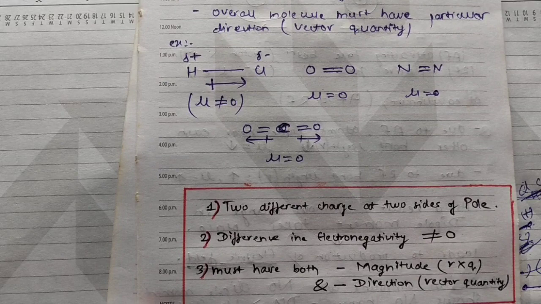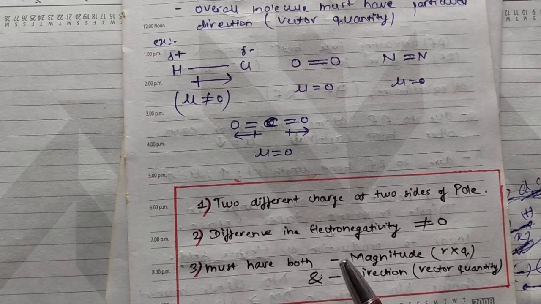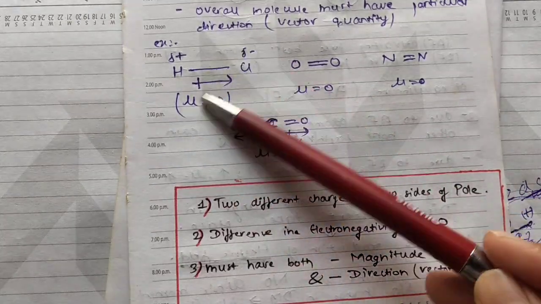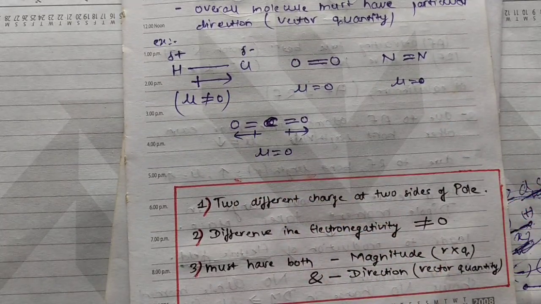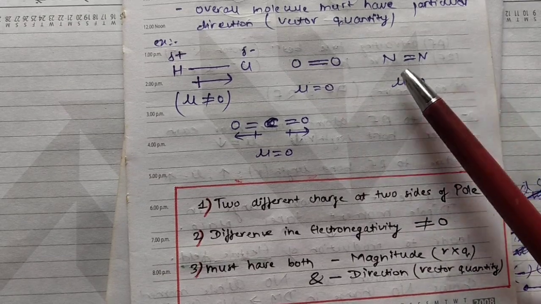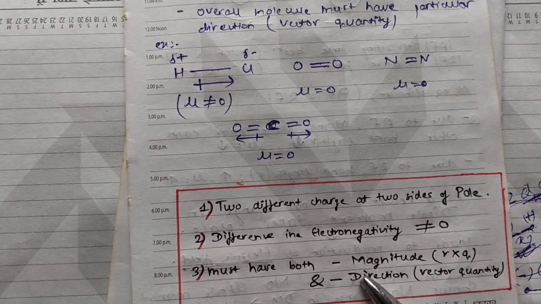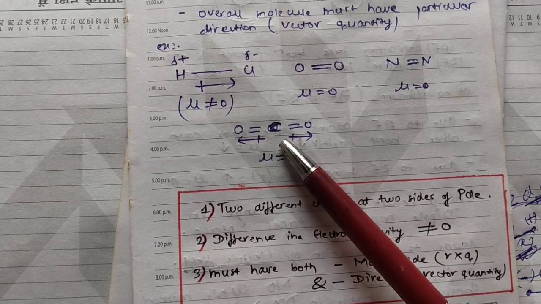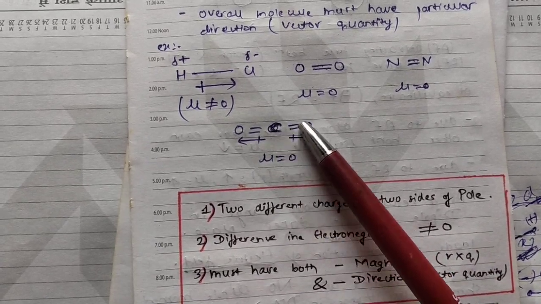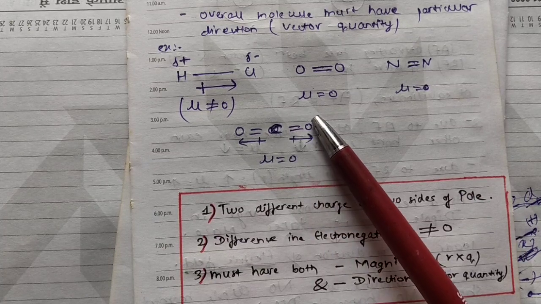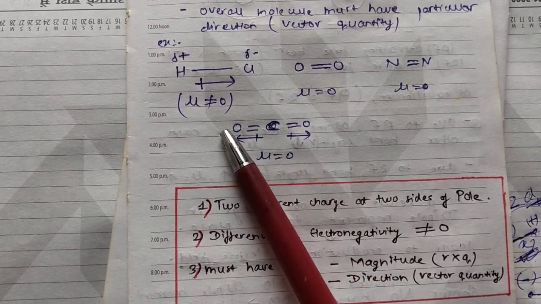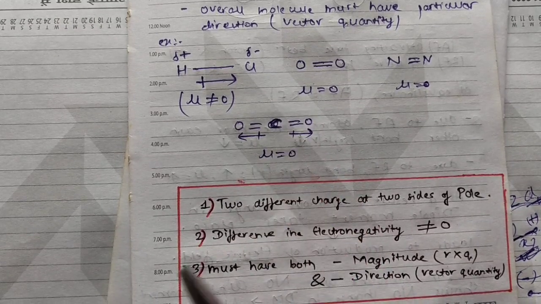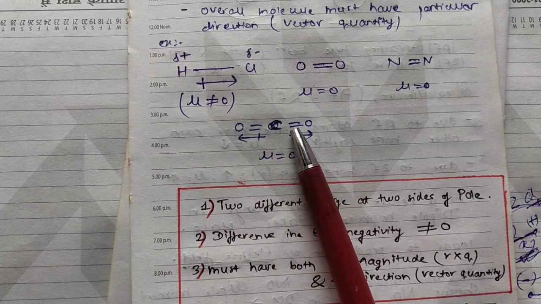Now coming to the third point, they must have a magnitude, r times q. These molecules don't have mu because the charge is not there. And they must have direction. See here, in carbon dioxide there is some charge because oxygen is pulling the electrons towards itself, from the right side and from the left side also. So there is a negative charge on the oxygens and a positive charge on the carbon. Charge is there, and distance r is also there.